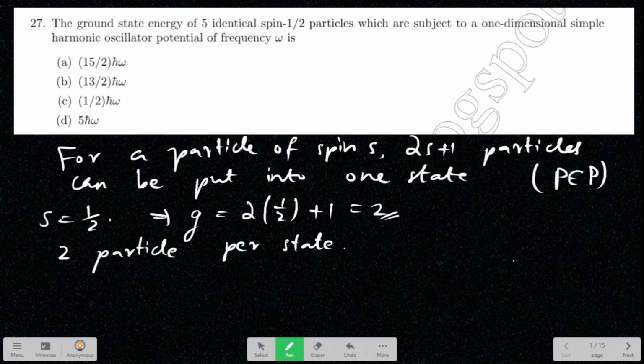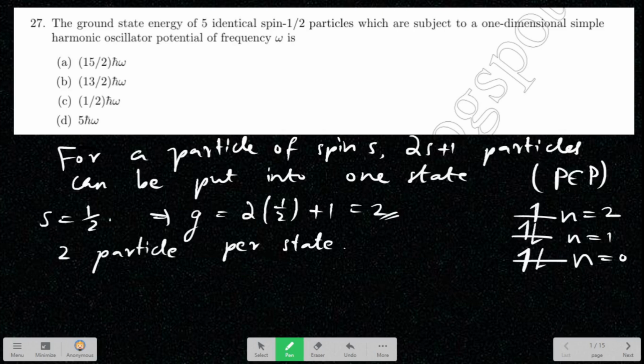In the one-dimensional harmonic oscillator, n starts from 0. So we have n equal to 0, then we have n equal to 1 state, and then we have n equal to 2 states, and so on. So the first 2 particles we can put in n equal to 0, the next 2 particles we can put in n equal to 1, and the final particle will go into n equal to 2 state.